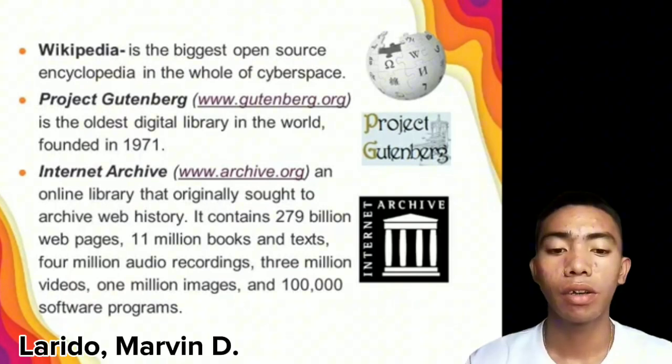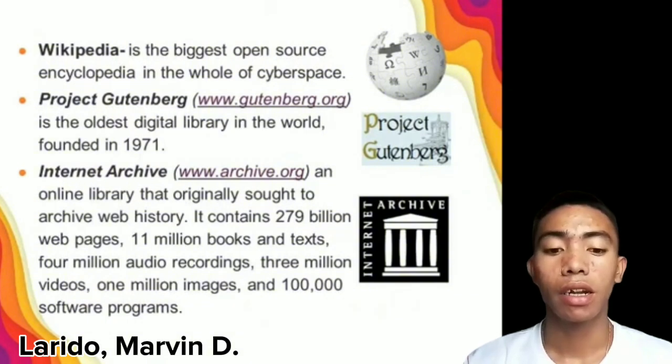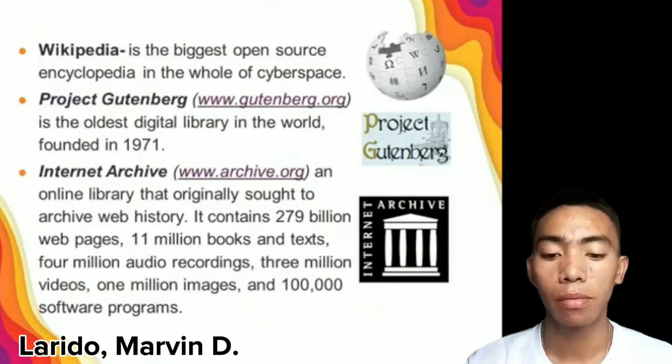Project Gutenberg, the oldest digital library in the world, founded in 1971, has more than 5,000 items in its collection with works concerning the Philippines. There is also the website Internet Archive, an online library that originally sought to archive web history, so it contains 279 billion web pages, 11 million books and texts, 4 million audio recordings, 3 billion videos, 1 million images, and 100,000 software programs.